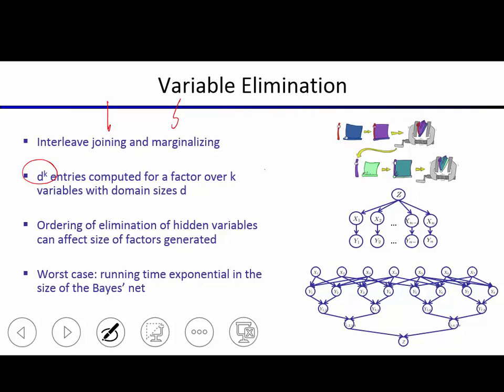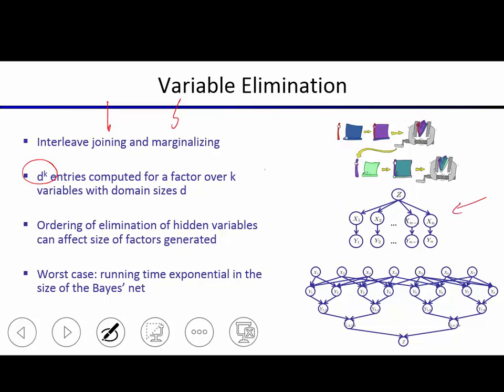And so how expensive variable elimination is depends on the size of the factors you generate along the way. If your largest factor is of size k, of number of variables k, you'll have d to the k entries. If k is much smaller than the total number of hidden variables, then variable elimination will be much more efficient than inference by enumeration. We saw that in examples like this one.